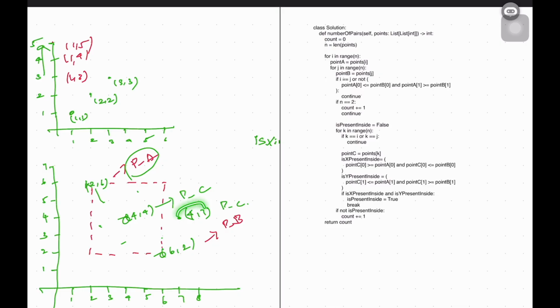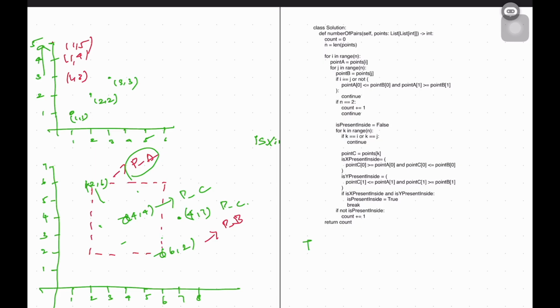So for example, instead of 4,4, if you would have got 4,7 as a point, now nothing would have been present inside and we would have incremented the count by 1. Yeah, I hope this makes sense to you guys.